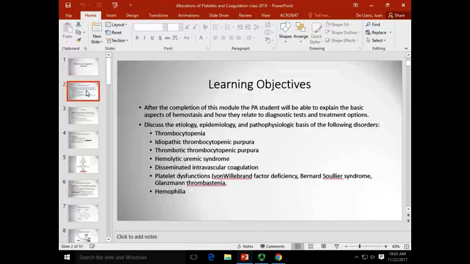We're going to learn about some conditions in which the blood clotting is impaired. And mostly we are going to be talking about bleeding disorders. Then we're going to cover these conditions.